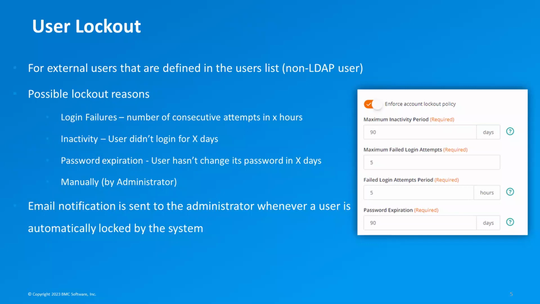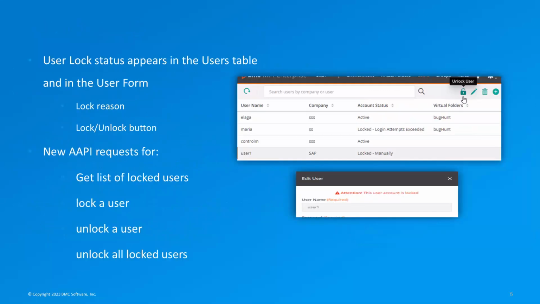An email notification is sent to the administrator in case a user is automatically locked by the system. On the MFTE web interface, you can see the users that are locked in the account status column and in the user properties. You can also see the lock reason, and you can lock or unlock the user with the lock and unlock button that you can see in the picture. We also have new Automation API requests, which will allow you to perform the following calls: get list of locked users, lock a user, unlock a user, and unlock all locked users.